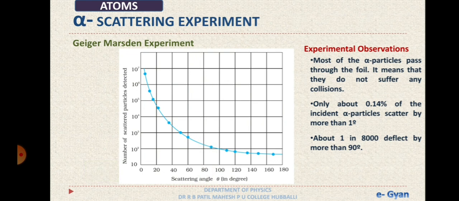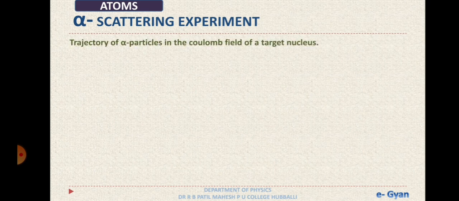When all these observations are taken together in a graph between the number of scattered particles and the scattering angle, we find that most of the alpha particles go unscattered, and as the angle increases, the amount of scattering goes on decreasing exponentially. What do these observations tell? They tell us that most of the part of the atom is empty.